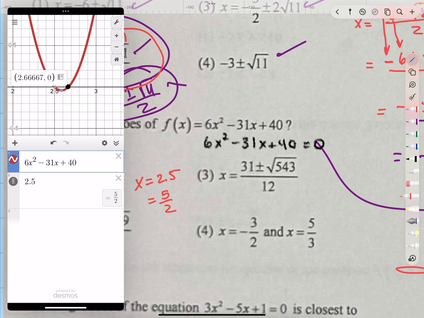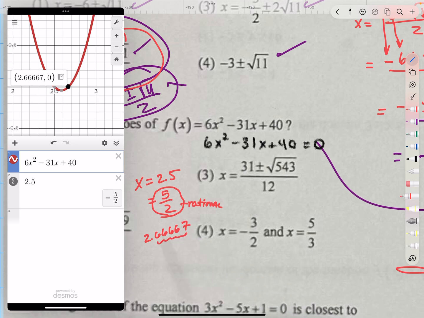The other one's a little tougher though, but it's 2.66666 and then they got a 7 there. But what I want to point out is this. If one of the answers is rational, the other answer has also got to be rational, which means this number, 2.66667, must be made into a fraction. It must represent a fraction.